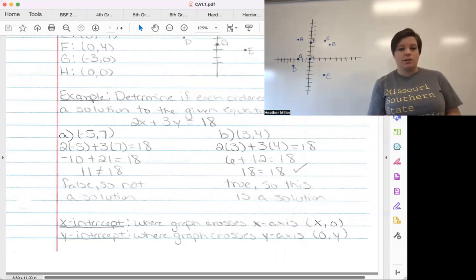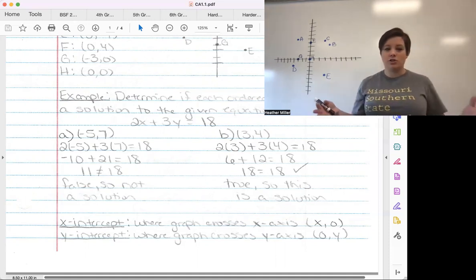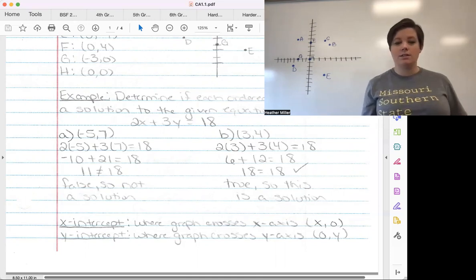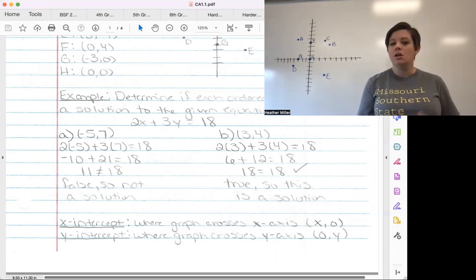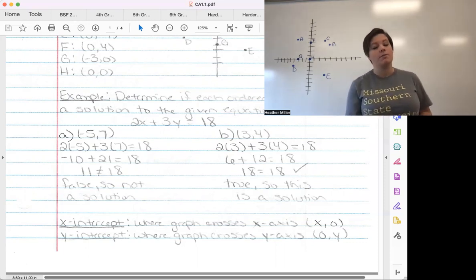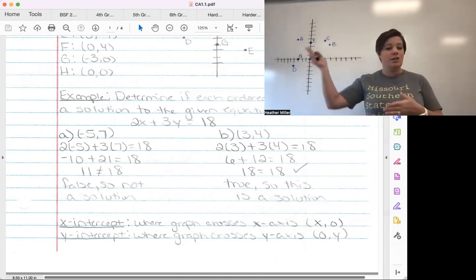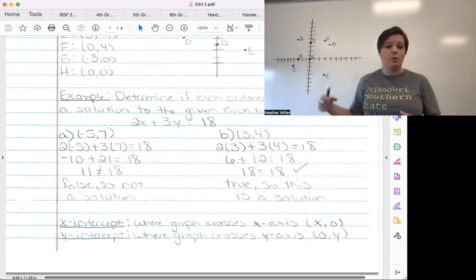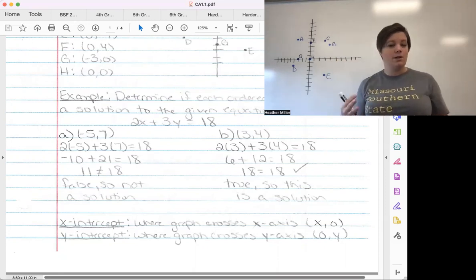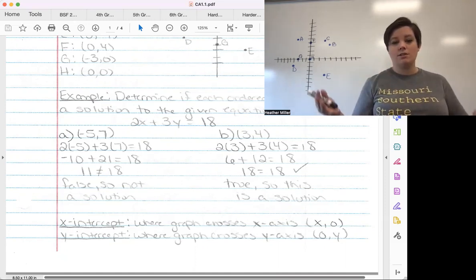Some of your other problems are going to say determine if each ordered pair is a solution to a given equation. Because when we have an equation that has an x and a y in it, and both the x and the y only have a power of 1, meaning there's no other exponents involved, then we have a linear equation. And a linear equation means we're going to have a line. And when we have a line, the only points that lie on that line are solutions to that given equation. So they can give you ordered pairs, and then you have to determine, are those actually solutions to this equation?